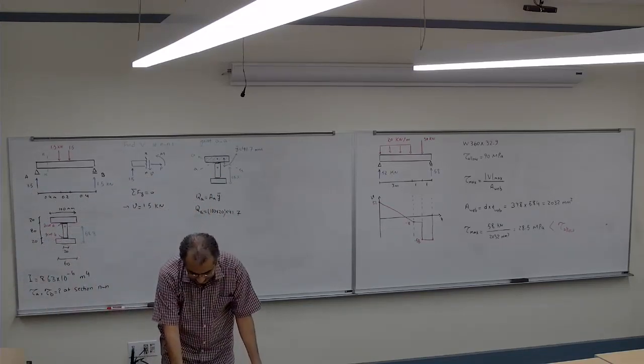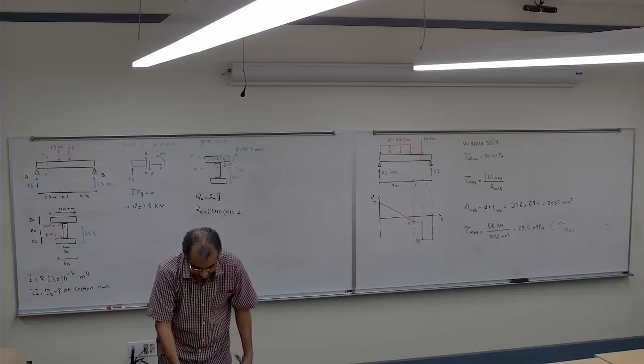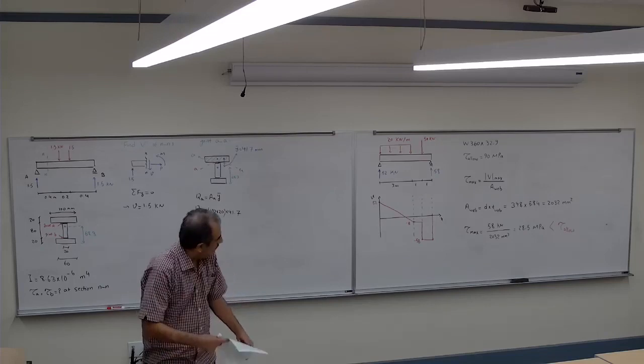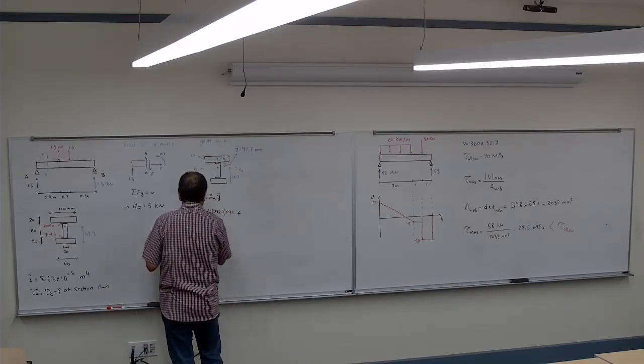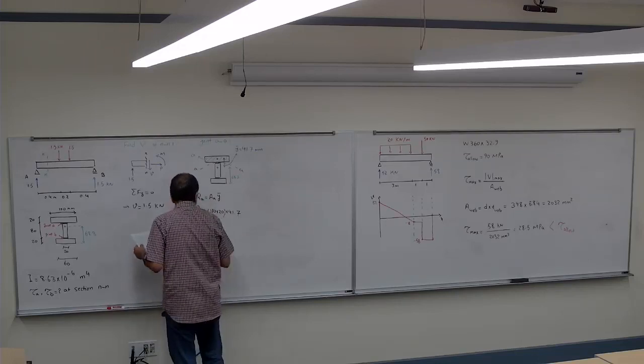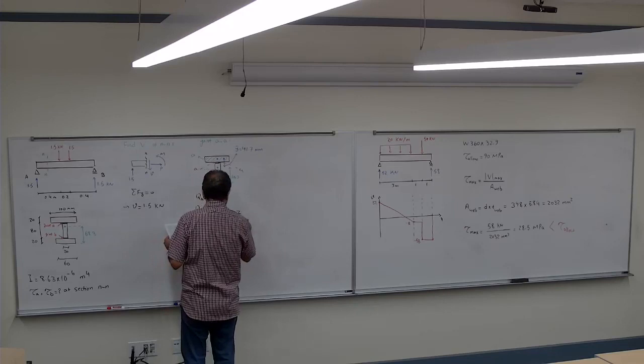Would be 83. So the Q at A would be 83.4 times 10 to negative 6 meter cubed.